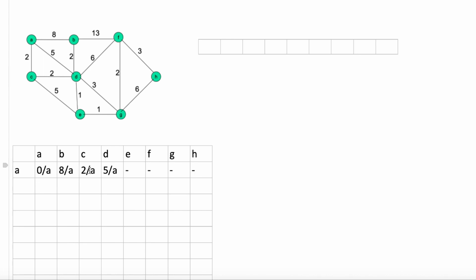So we select the shortest path from here and it is C. It's not A because it's already selected here. So we select C here, so we put C in this row.